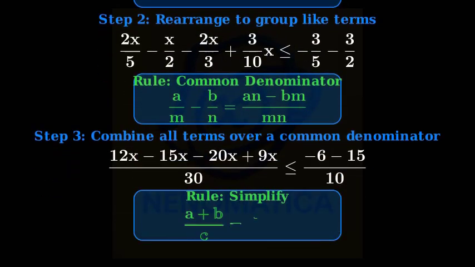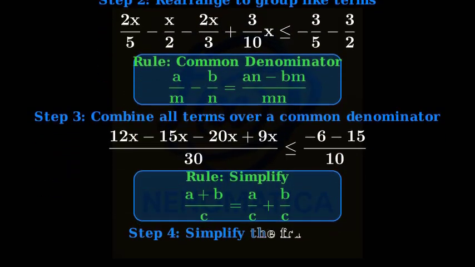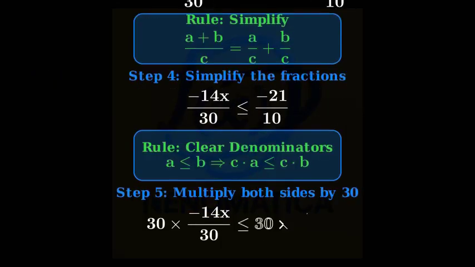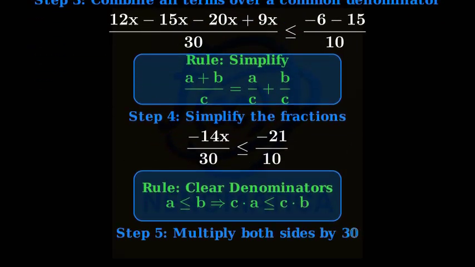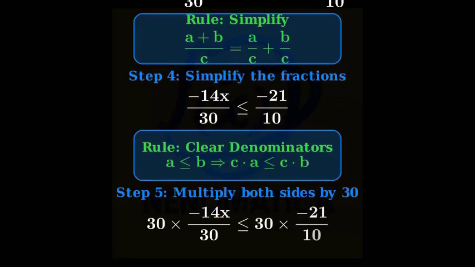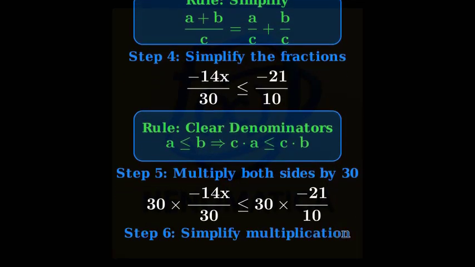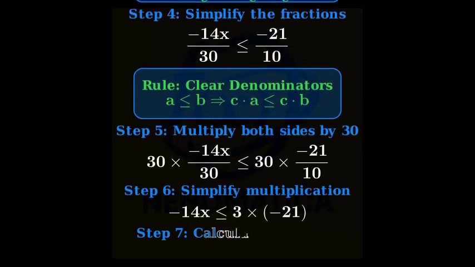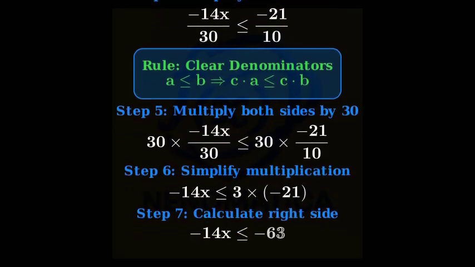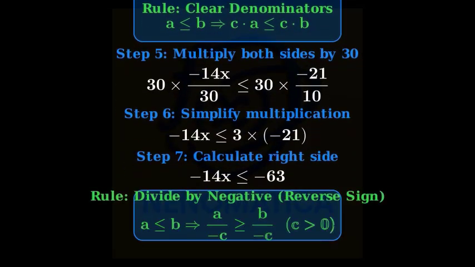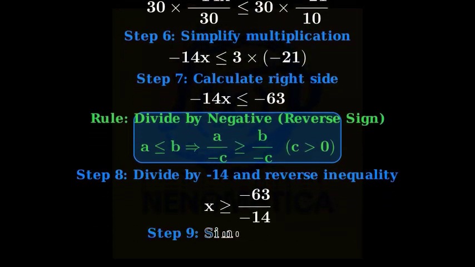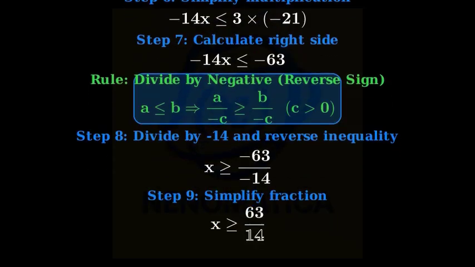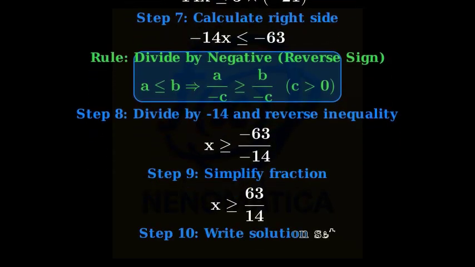Step 4. Simplify the numerators and denominators. Step 5. Clear denominators by multiplying both sides by 30. Step 6. Simplify the multiplication. Step 7. Compute the right-hand side. Step 8. Divide both sides by -14 and reverse the inequality. Step 9. Simplify the fraction. Step 10. Write the solution set interval.